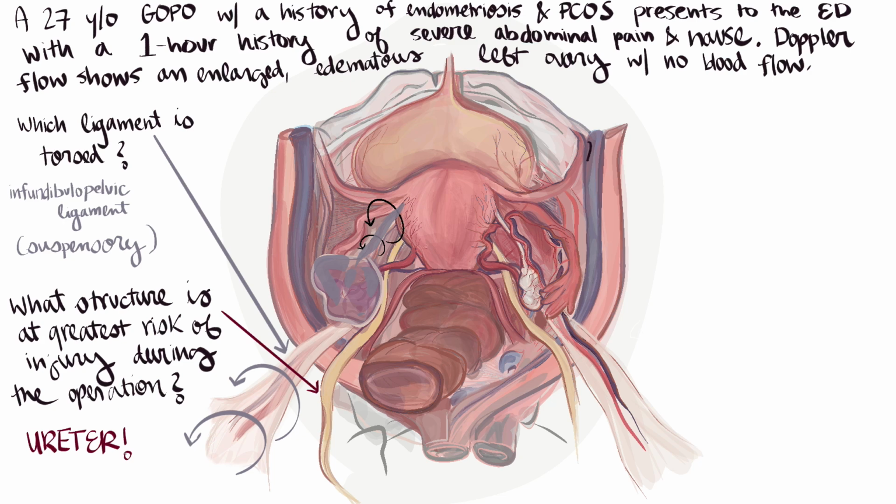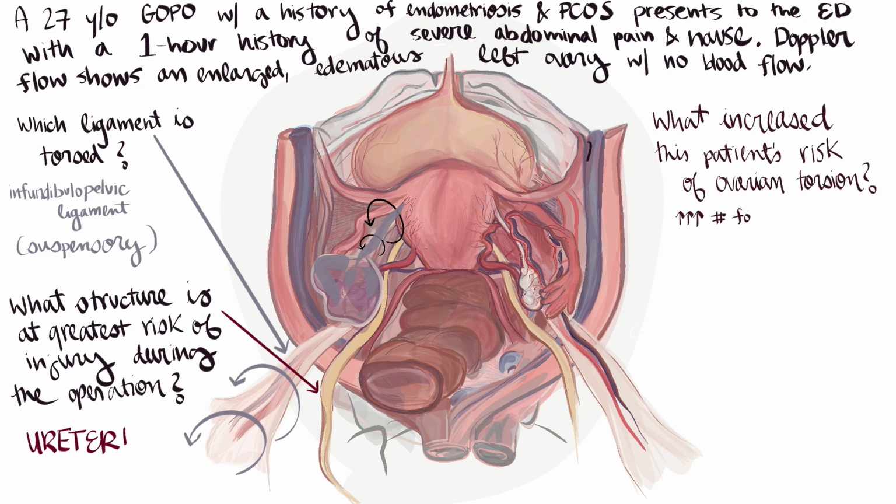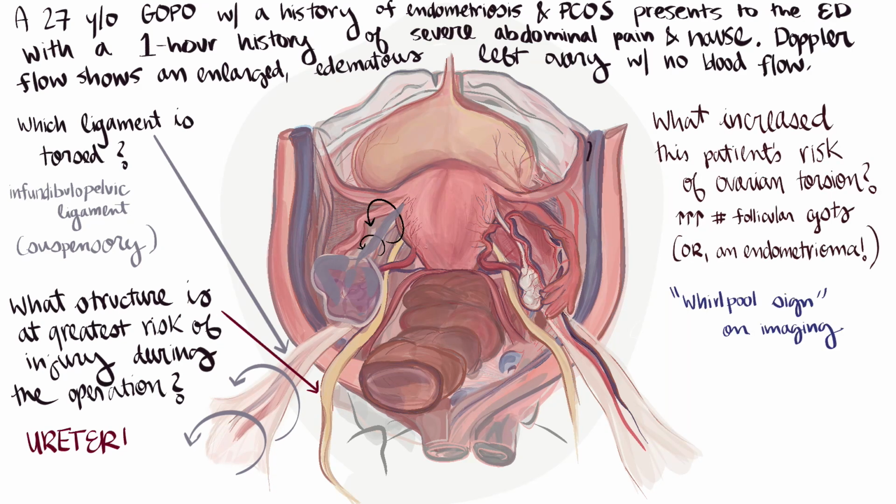And I also want you to think about what increased this patient's risk of having an ovarian torsion. It's probably because she has PCOS, or maybe an endometrioma, but whatever it is, there's some large mass or cyst that is causing that ovary to turn back on itself. And one of the ways that you might see this talked about on radiology is a whirlpool sign on imaging. And just because you still have Doppler flow in the arterial supply does not mean this is not a surgical emergency. Venous flow is what goes first, and there's venous congestion that can cause this, so just be on the lookout for that.